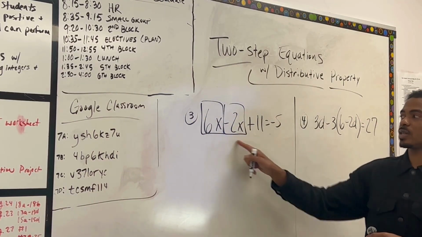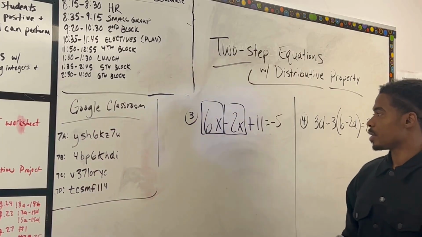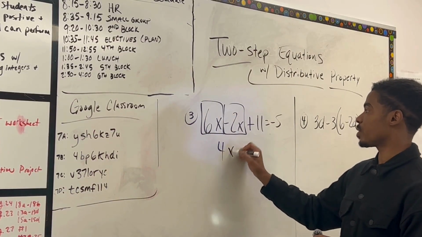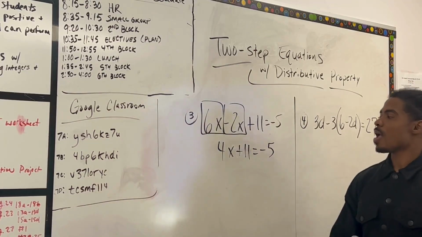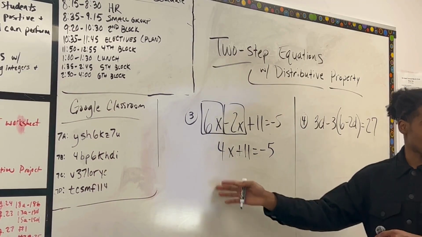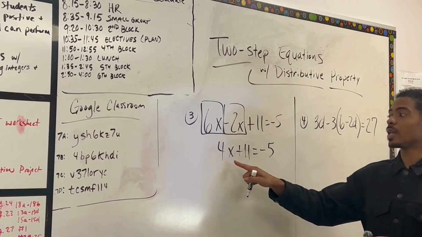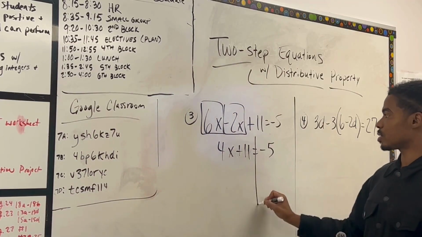Okay, what's 6x minus 2x? 4x. So now I got 4x plus 11 equals a negative 5. Nothing else can be combined or simplified, right? So now we can do what? Now we can simply solve for x.